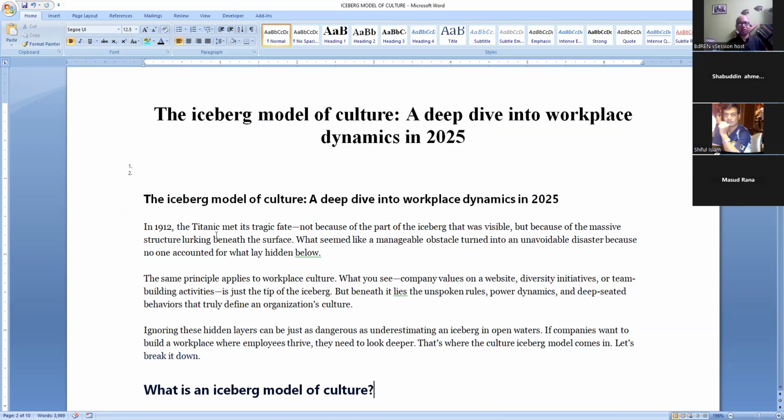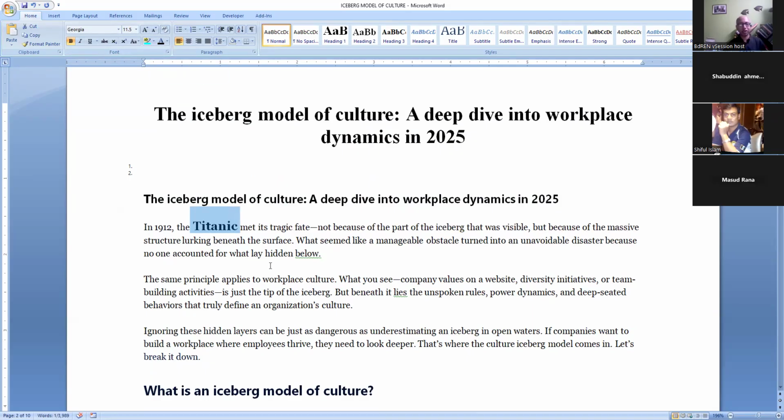In 1912, the Titanic met its tragic fate. Titanic, I have already given you the example of the Titanic. The huge ship, very huge ship. In 1912, while it was setting sail from England and going to Newport, unfortunately, on its way, one night it clashed with an iceberg and sank into the water, into the Atlantic. So this essay starts with the analogy of the Titanic.